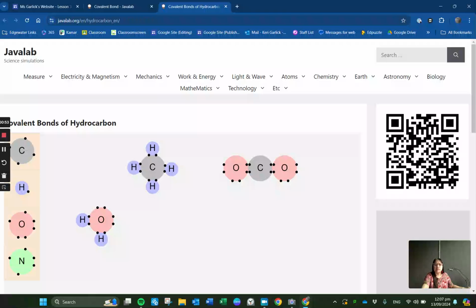Screen a bit brighter for you. Where's that? There you go. And then the last one was ammonia, which is this guy here.